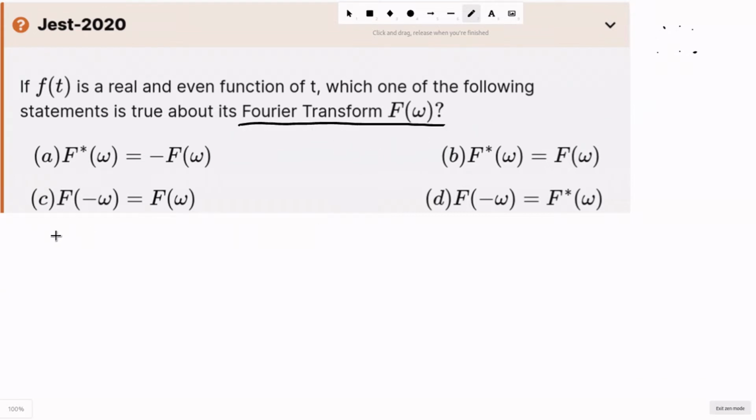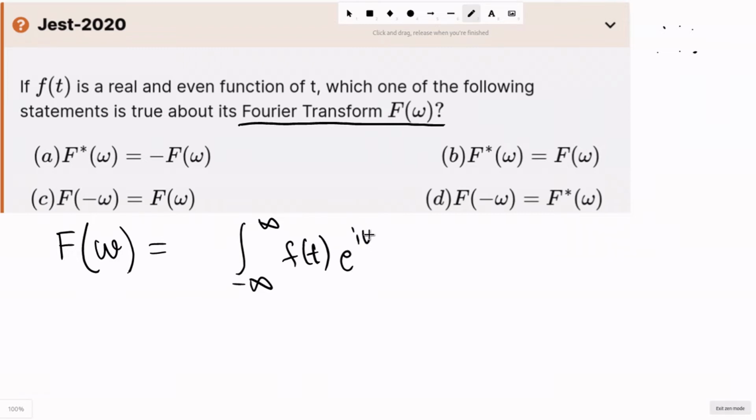What is a Fourier transform? Well, by definition, a Fourier transform is integration from minus infinity to infinity, the function that we need to transform, e to the power i omega t times dt with respect to t, and we usually have a constant. Now, if you want the Fourier transform of f(t), you simply integrate it this way and get the Fourier transform.